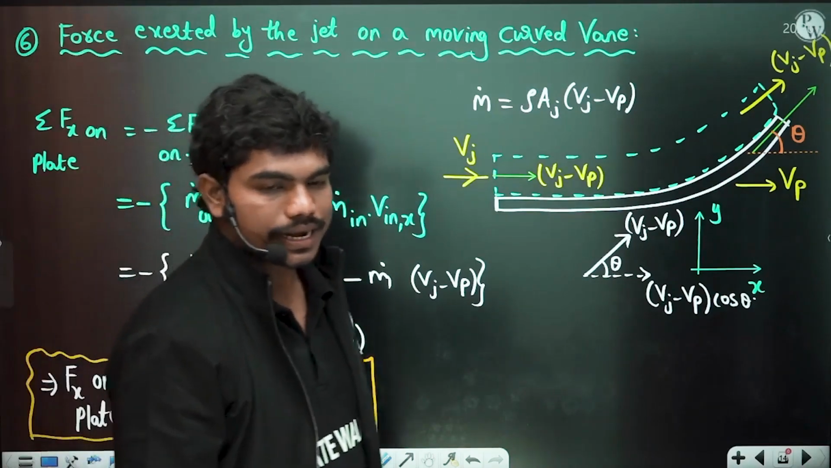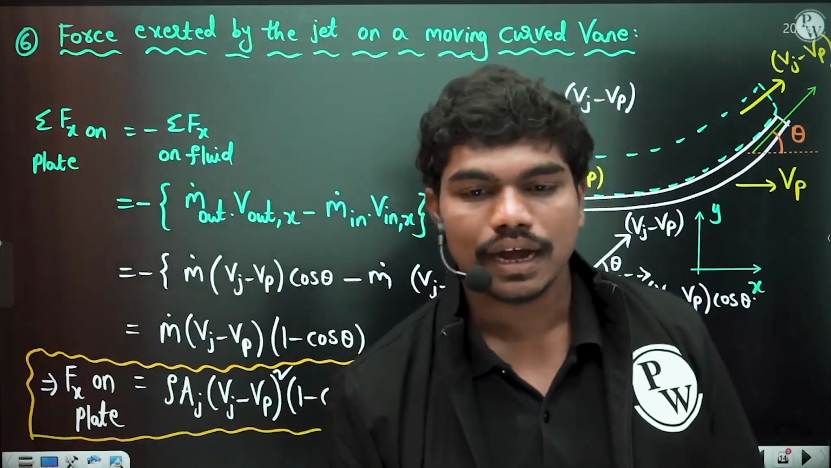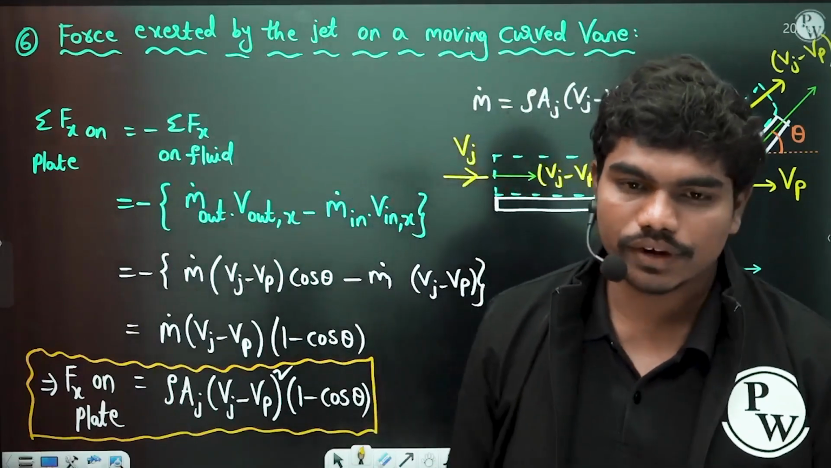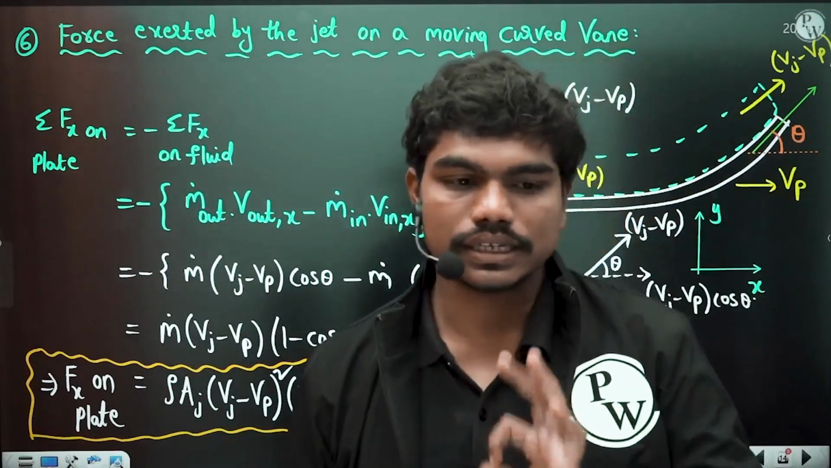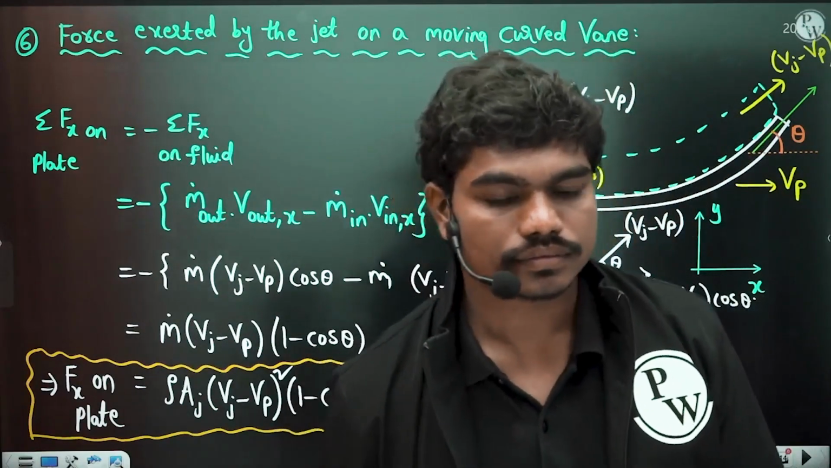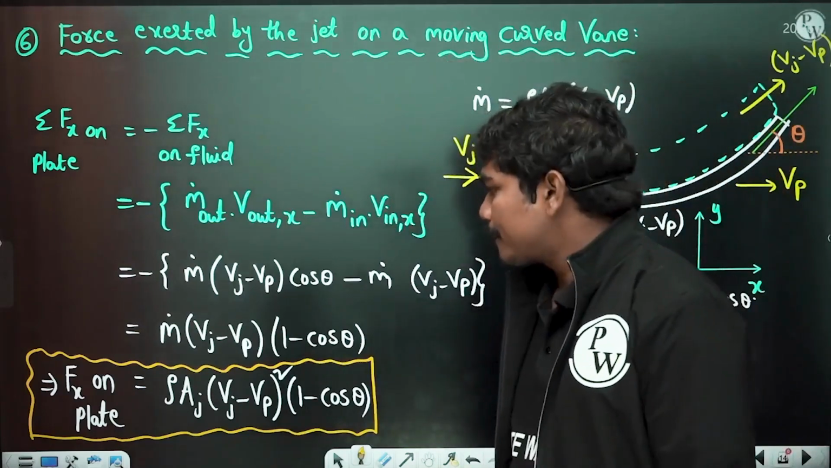Okay, simple expression. Again, the main art here should lie in writing the velocity components. Of course, mass flow rate is based on the relative velocity, so you know this. So these things have to be written a little carefully. If you write those things, then things are very simple. Okay, clear?